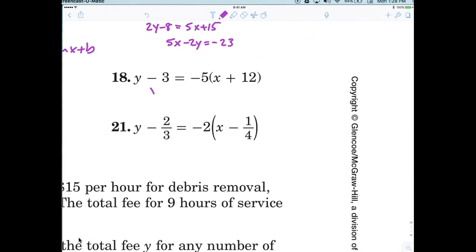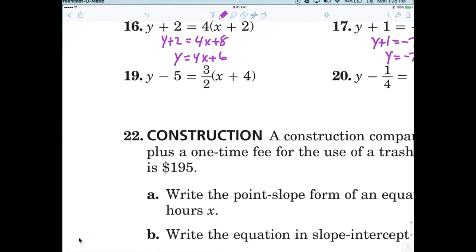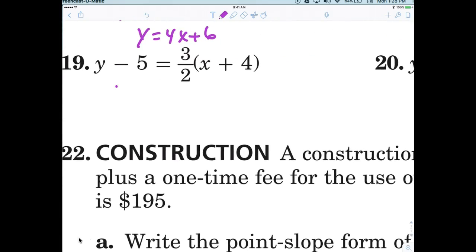Yeah. 18. Y minus 3 equals negative 5x minus 60. So y minus 3, or I'm sorry, y equals minus 57. Everybody happy? All right. Okay, good. We got some fractions now. Y minus 5 equals 3/2 x plus 6. Everybody good with that?